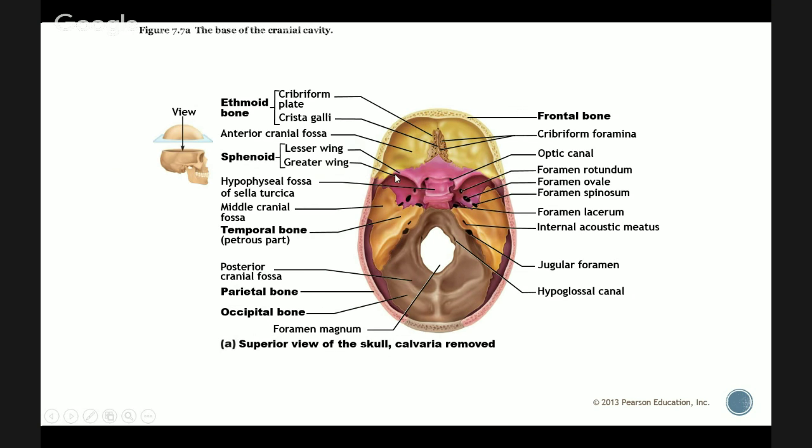Here's that lesser wing of the sphenoid that I was talking about before. Easier to see here than on the skull itself. And here's the greater wing of the sphenoid. See the ethmoid bone pokes up through here, and there's holes in this. This is called the cribriform plate. These little holes are where the nerve endings for your olfactory nerve drop down so that you can get your sense of smell. Temporal bones, occipital, parietal.